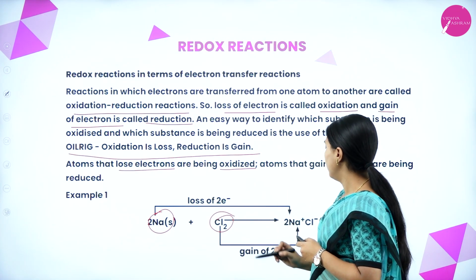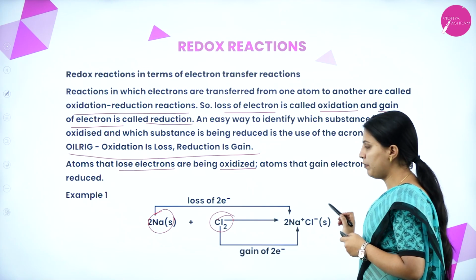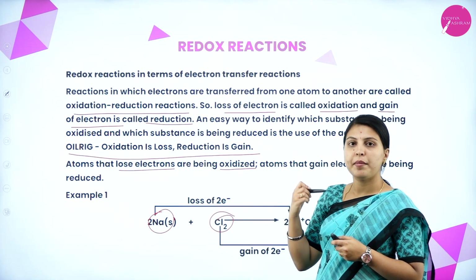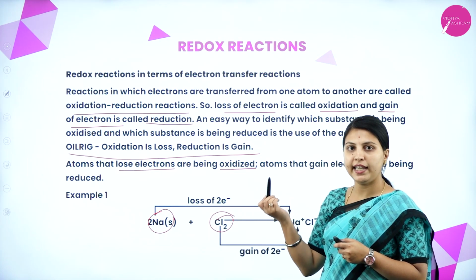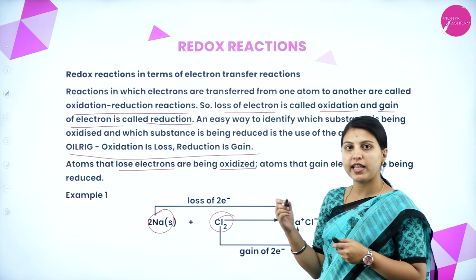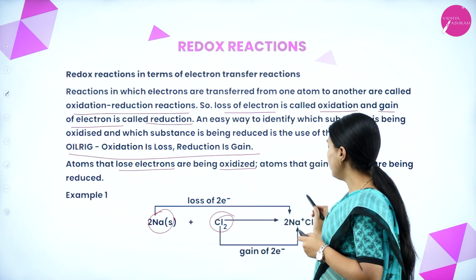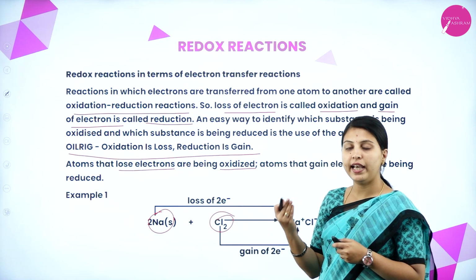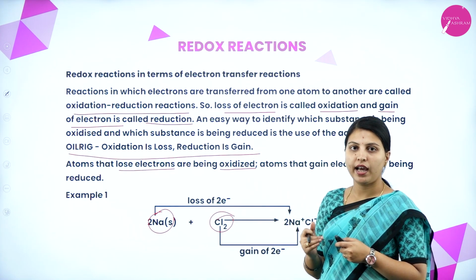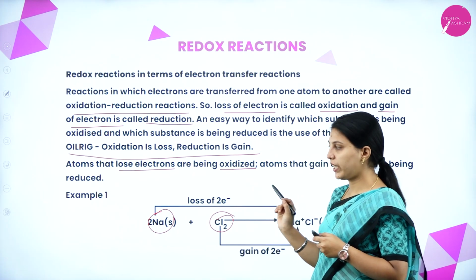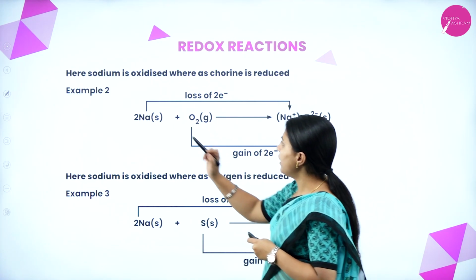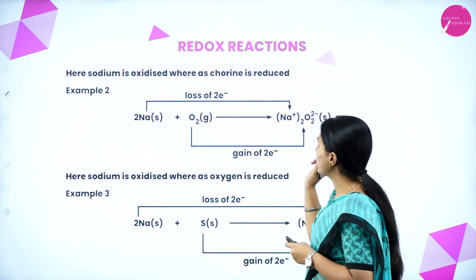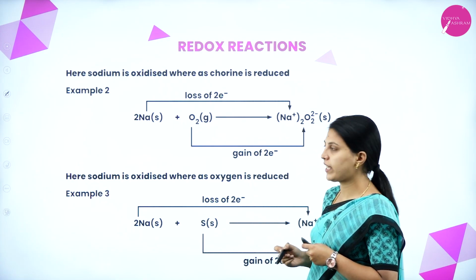See here, Na plus, Cl minus. Usually in chemistry, if a plus sign is present on any element, loss of electrons has happened. If a minus sign is present on any element, gain of electrons has happened. So you have to check like that. See here, sodium is oxidized whereas chlorine is reduced in the previous example.